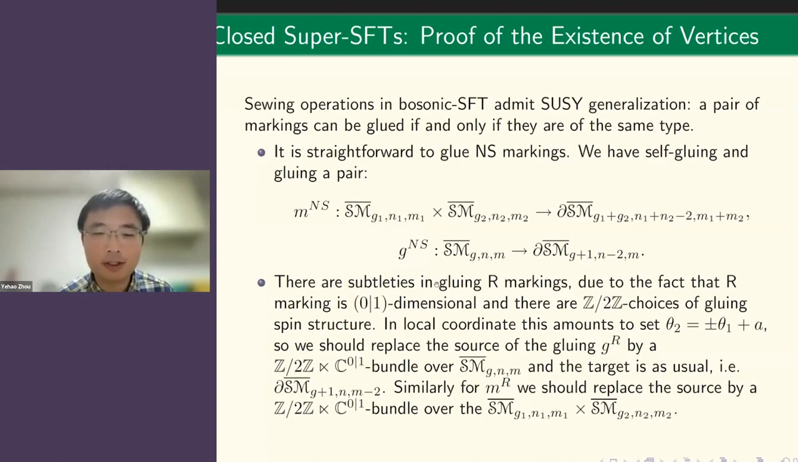However, there are extra subtleties in gluing Ramond markings, and this is due to the fact that the Ramond marking is not just a point, but a point with extra structure. Namely, it's a 0|1 dimensional submanifold, and in gluing the Ramond structures, there's a Z mod 2 worth of choices of gluing of the spin structure.